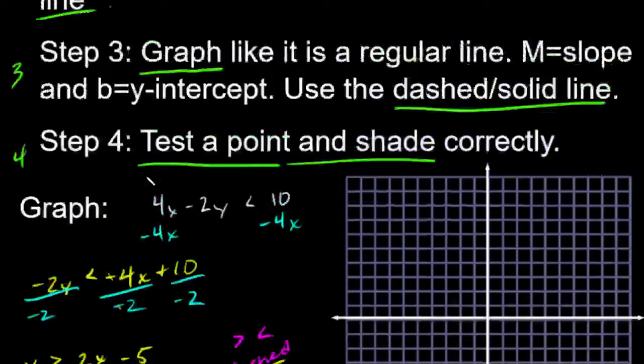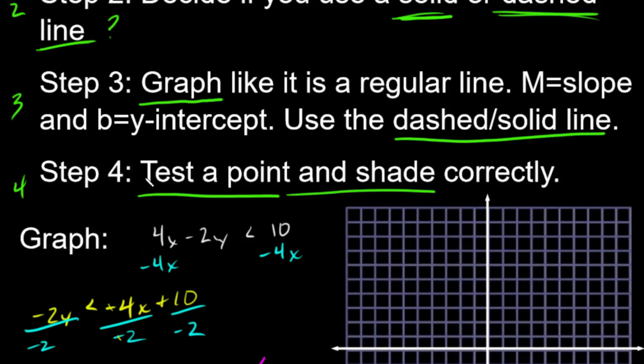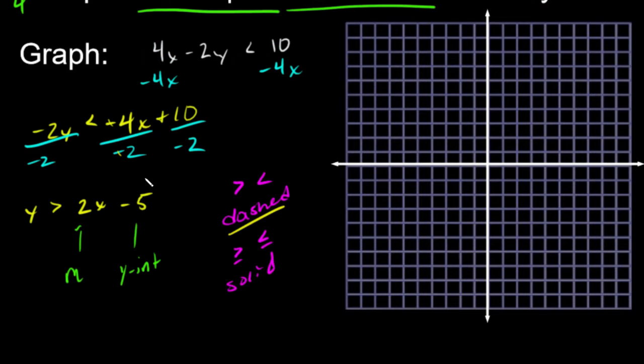All right, so that was the next step. Decide whether you use a solid or dashed line. So that's just using your eyes and looking at the inequality. Then step 3, graph it like it's a regular line, and then use the solid or dashed line. This is the y-intercept, so you're going to start at negative 5. 1, 2, 3, 4, 5. And then the slope is 2, and that's 2 over 1, so that's up 2, right 1. Up 2, right 1, and so on. And we need to connect these dots with a dashed line. So you're going to do something like this.